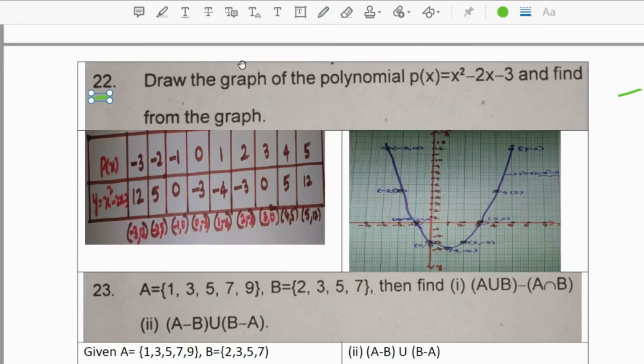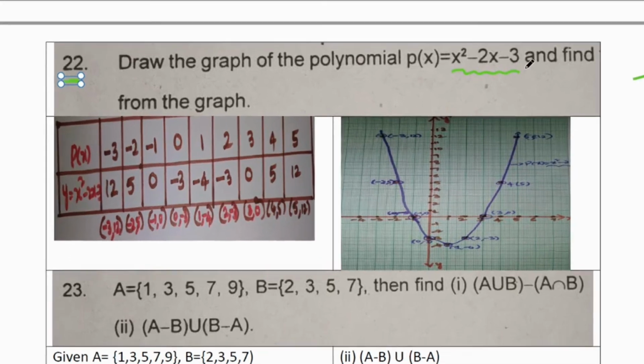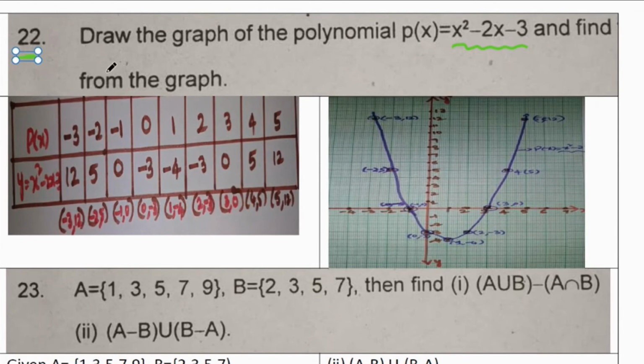22nd question, draw the graph of the polynomial p of x is equal to x square minus 2x minus 3 and find the zeros from the graph. To draw the graph of the parabola, we have to take points, friends. So the points will be minus 3, minus 2, minus 1, 0, 1, 2, 3. Always these should be the common points.